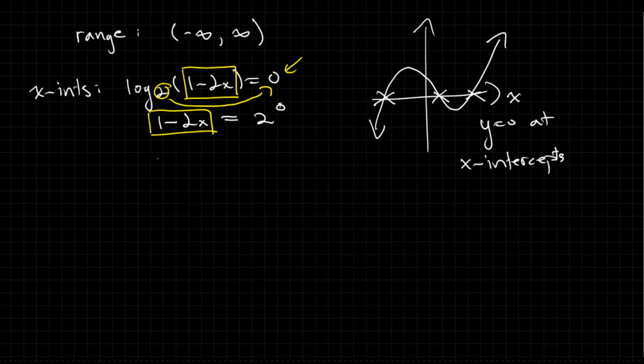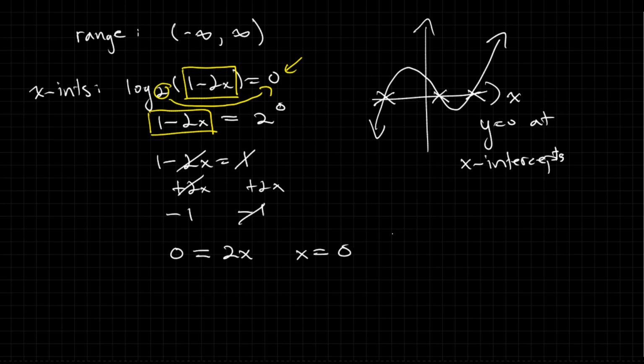Now 2 to the 0 is 1, so 1 minus 2x is going to be equal to 1, and I can now solve for x. I think I'll add 2x to both sides and subtract 1 from both sides. Subtracting 1 will remove the 1 from the right-hand side. Adding 2x will remove the 2x from the left-hand side. And on the left-hand side, I'm left with 0 because 1 minus 1 is 0. And on the right-hand side, I have 2x, and thus x is just equal to 0. So x equals 0 is the x-intercept.